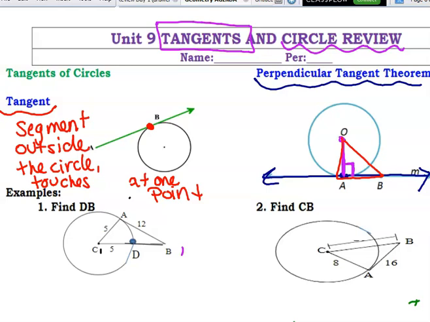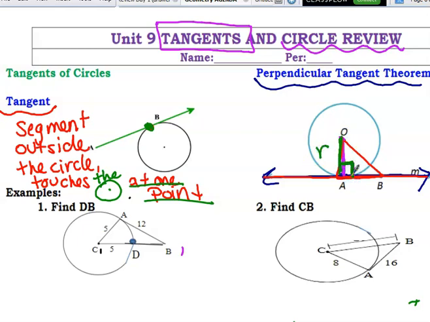So a tangent is a segment outside the circle that touches the circle at one point. It only can touch the circle at one point. All right, perpendicular. So here's the tangent, and where it meets up with the radius will make a 90-degree angle.